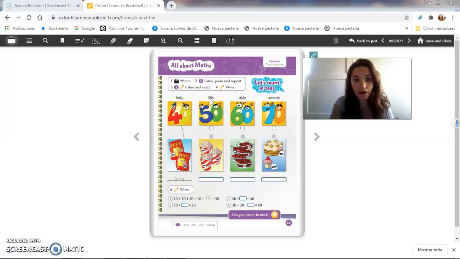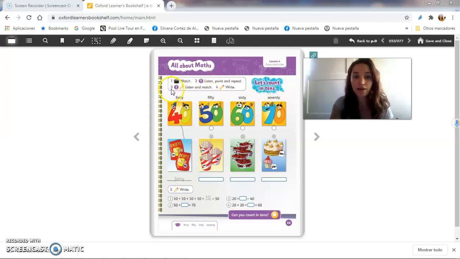Okay, on the number 2, you have to listen, point and repeat. Solo van a escuchar, señalar y repetir. 40, 50, 60, 70. No les voy a pasar el audio porque ya se los estoy pronunciando yo, ¿ok? Lo puedo volver a repetir y a pronunciar. 40, 50, 60, 70.